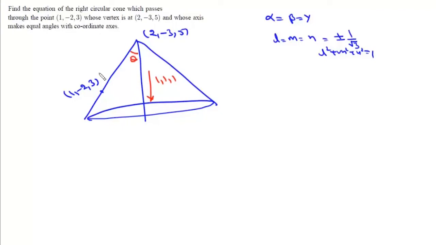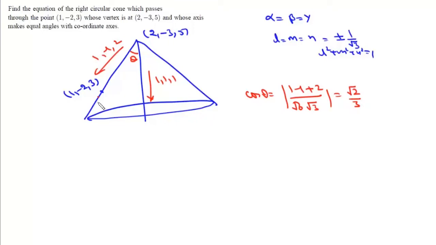Now the direction ratios of this line will be 1, minus 1 and 2. Then cos theta will be (1 minus 1 plus 2) upon under root 6, and this is root 3. So it will be simply under root 2 by 3. So this half angle is cos inverse root 2 by 3.